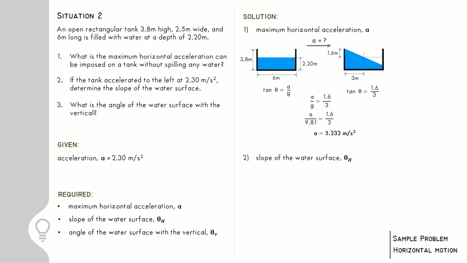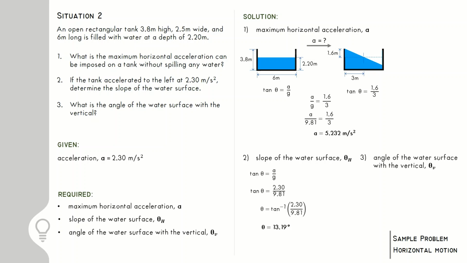Second, we will compute the slope of the water surface, or simply the angle of the water surface with the horizontal. Using the formula tangent theta is equal to a over g, and since the given acceleration of the tank in the second problem is 2.30 meters per second squared, let's use this in the equation. So arc tangent of 2.30 over 9.81 is equal to 13.19 degrees. This is now the slope of the water surface, or the angle of the water surface with the horizontal.